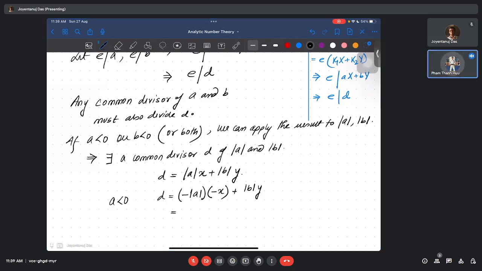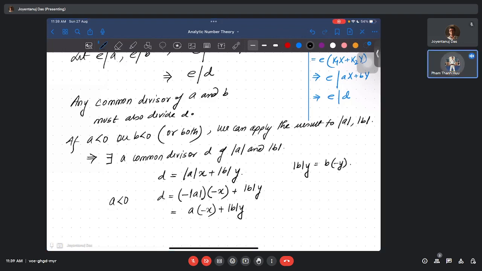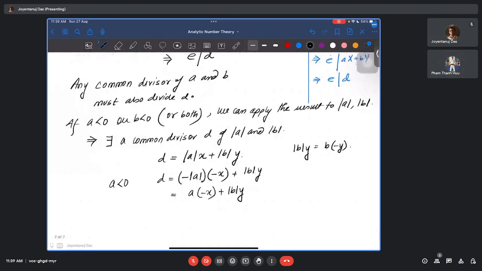So now I get down to zero. So minus, we do the negative of x. So it will be a times of minus x. So you can just replace it like this, and mod b of y. But on the other hand, if b is less than 0, similarly we can do that with mod b, and we can replace it by b times of minus y, and we'll get the condition, because for x and y we have flexibility to choose.